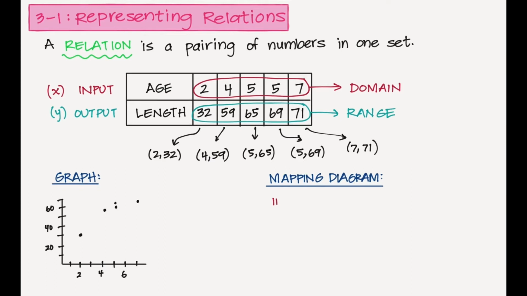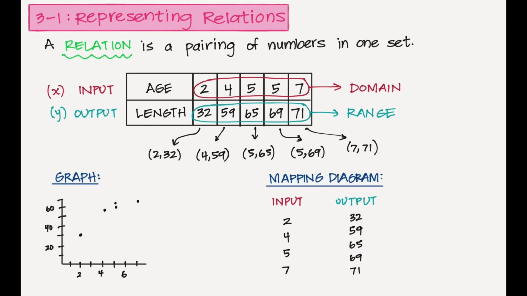Another way that you can represent this is what's called a mapping diagram, where we make two columns. One is the input and one is the output. And we're going to write all of our values for the input in number order from least to greatest. And I'm not going to repeat any numbers. So I'm going to list that number 5 just one time. And then you do the same for the output. You're going to list those in order from least to greatest without any repeats.